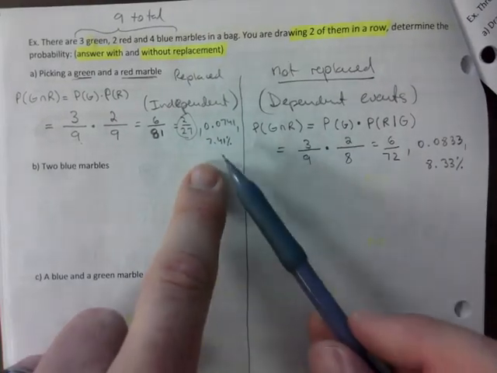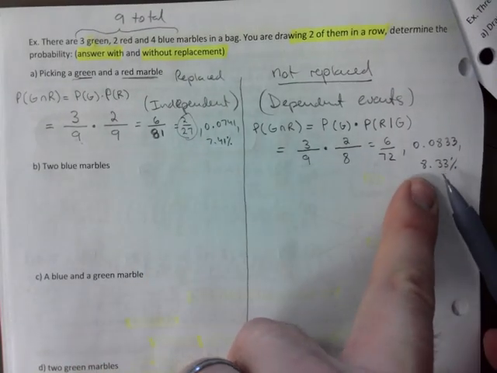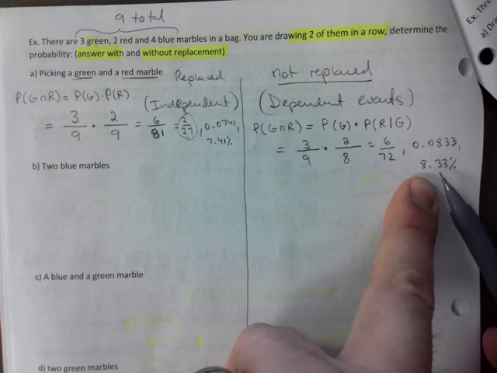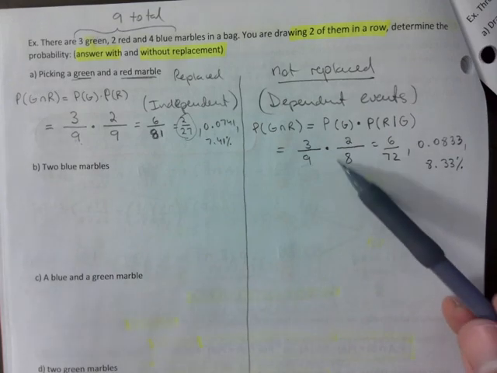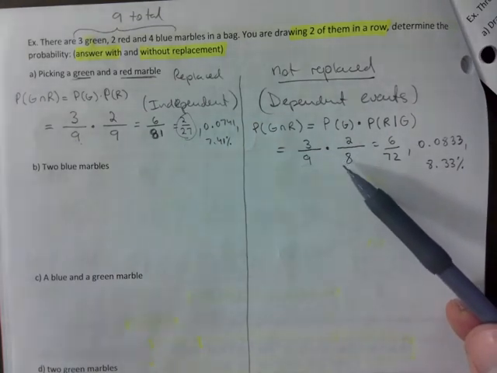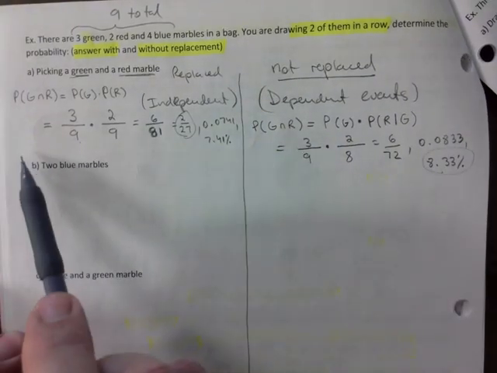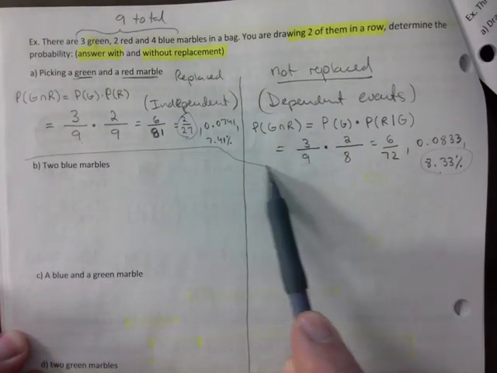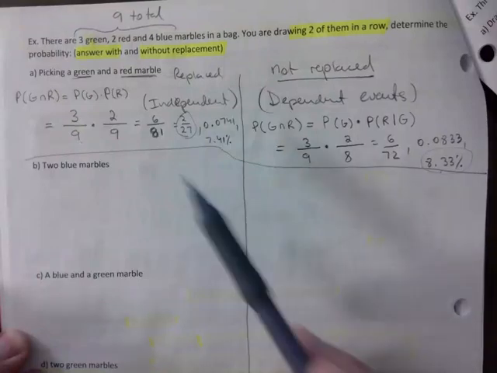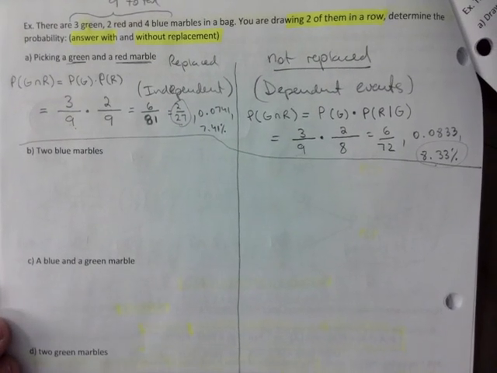Notice that the probability is actually higher for dependent because when you remove it, the chances of the second one go up slightly, right? So overall, it's higher here. Let's do one of these here. I hope yours isn't as messy as mine.